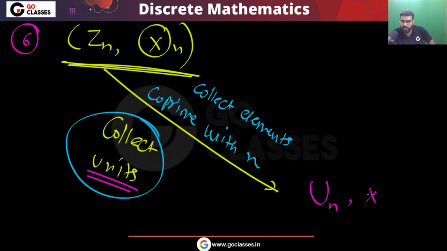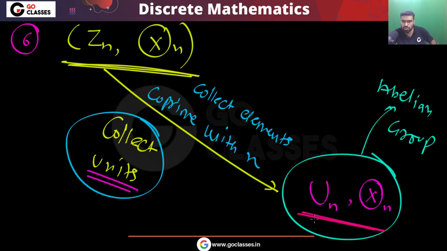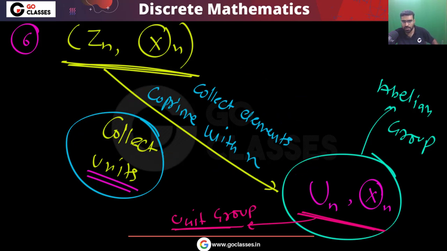And this Un under multiplication modulo n is an abelian group. This is also called the unit group because you are collecting the units. So very simple, you can call it Un. And in this Un, remember, you have all the units, meaning all the elements which are co-prime with n.